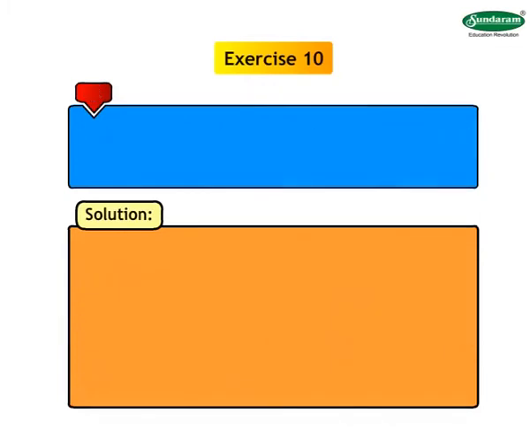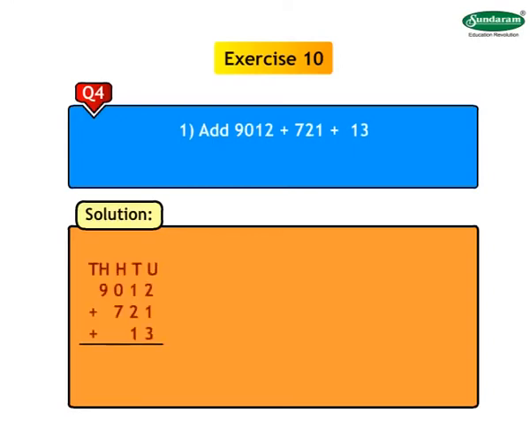Exercise 10, Question 4, 1. Add 9,012 plus 721 plus 13. Solution. Let us add in horizontal arrangement. Starting from units place, add all the digits in units place of all numbers, that is 2 plus 1 plus 3 is equal to 6. Write 6 in units place column in answer box.